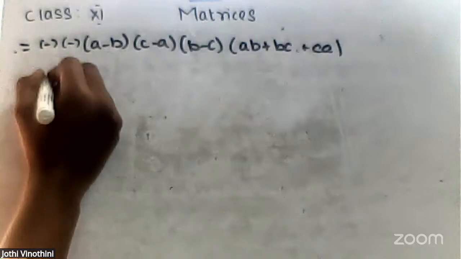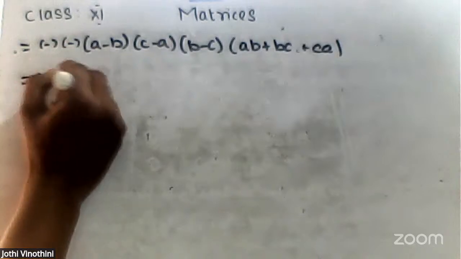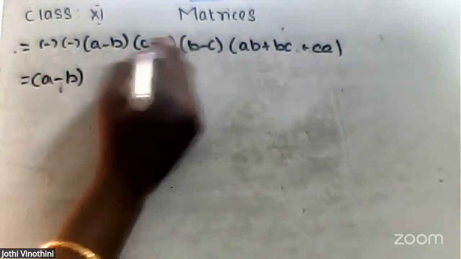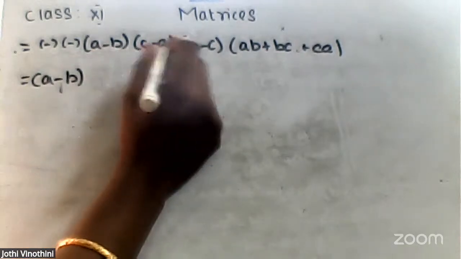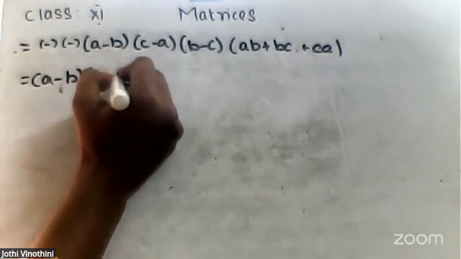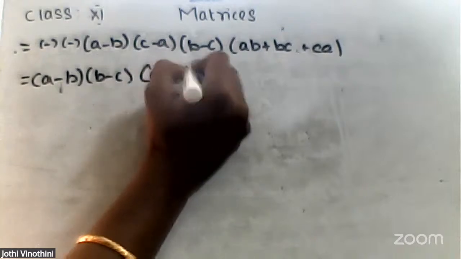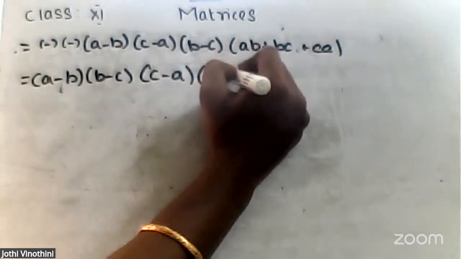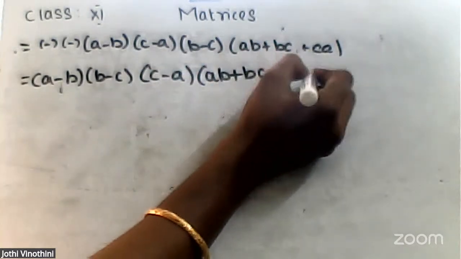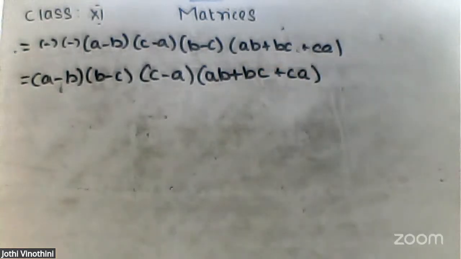So it will become a minus b, and just rewriting this term here and this term here, so it will be b minus c and c minus a. Here it is ab plus bc plus ca. So what do we have to prove? Yes, we have to prove this, right?